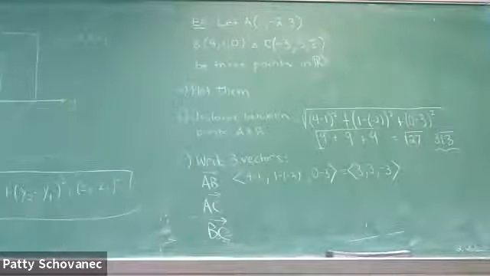All right, let's see if you can finish off AC and BC real quick. The order is important. Terminal point minus initial point.